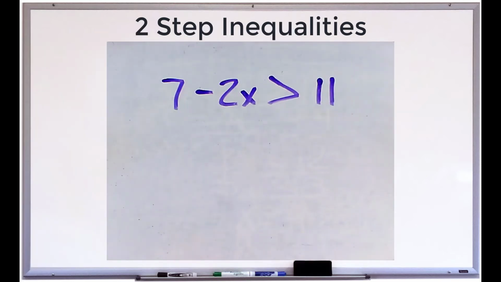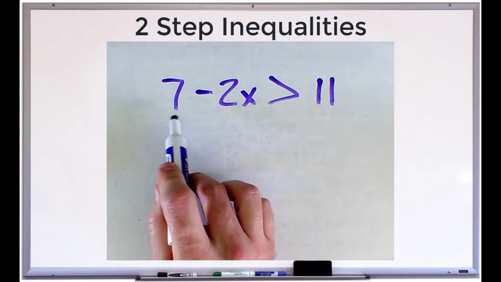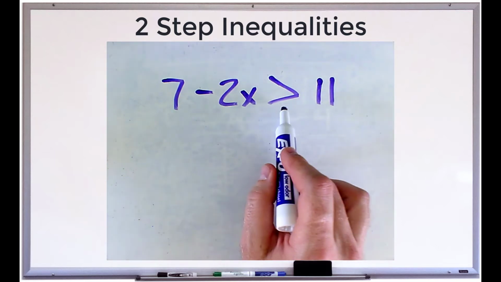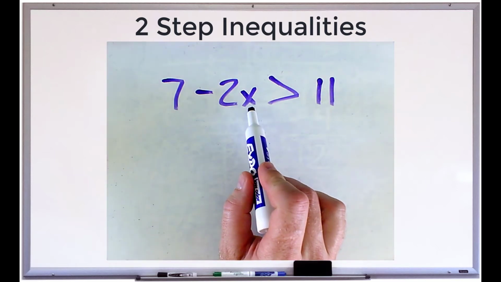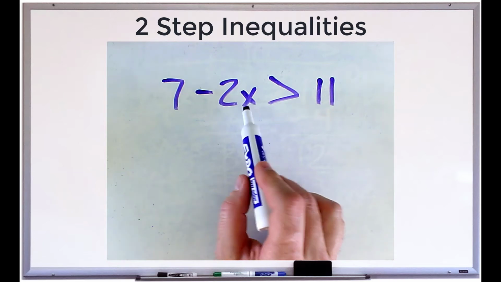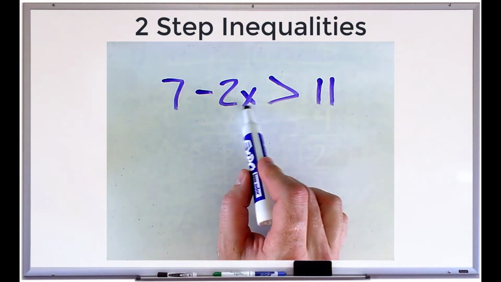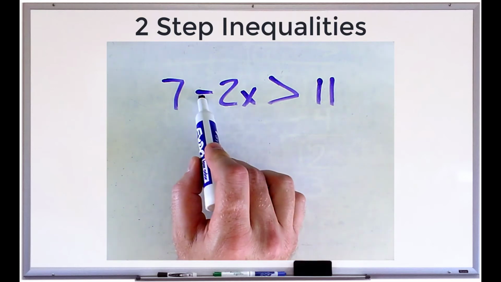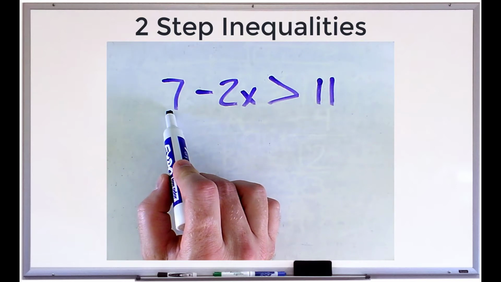For our second problem, let's look at an inequality that's going to require us to use our negative rule. This inequality says 7 minus 2x is greater than 11. So we need to start solving it by working to get the variable by itself. The two numbers that are on the same side of the inequality as the variable are 2, but it's got this minus sign in front, so it's really like a negative 2, and 7.